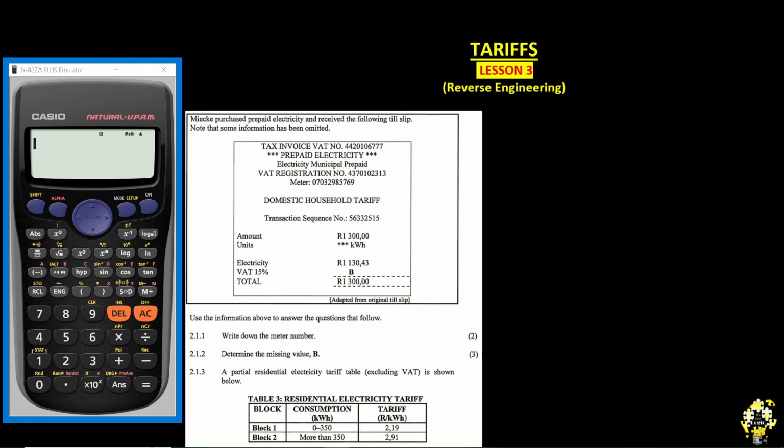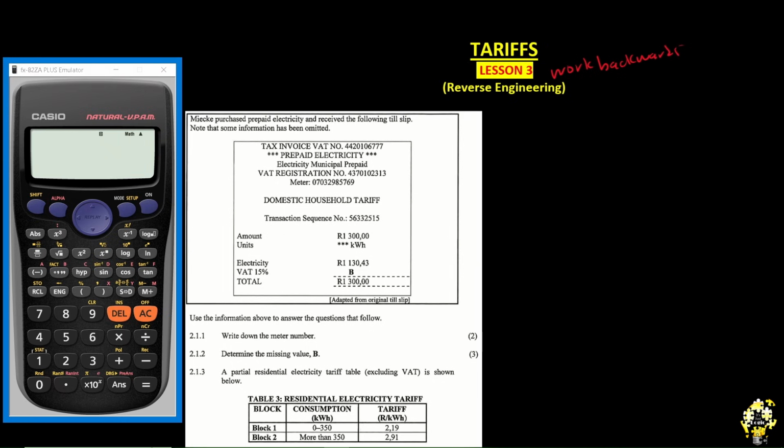Reverse engineer. What is reverse engineering? Reverse engineering is when we are trying to work backwards. When we are trying to work backwards, we call it reverse engineering.